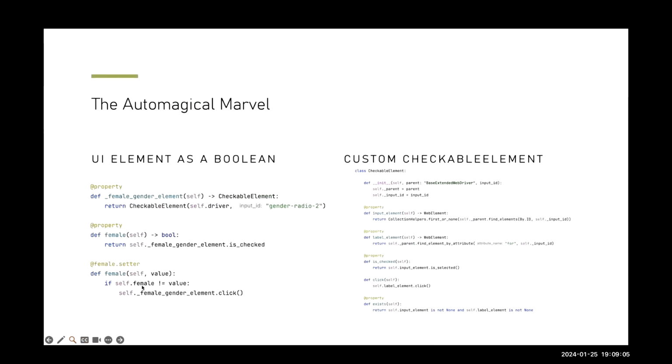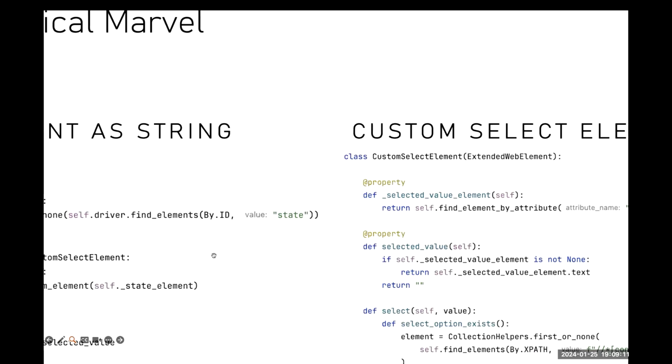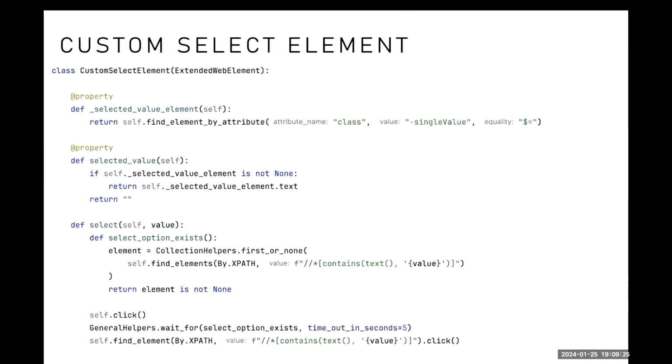Now a couple more, and then we'll get into the demo. That's going to be great. Okay. This is the select element as a string. Again, you see it's the same paradigm: capture the element, and then your properties to work with. And this is the custom select element code that basically powers them.